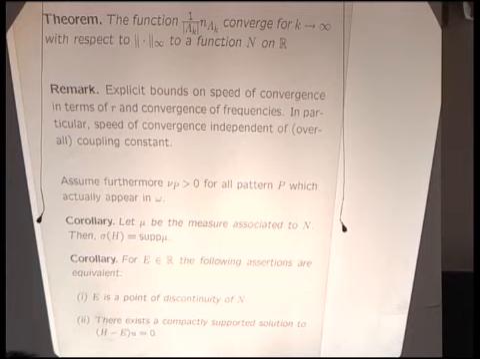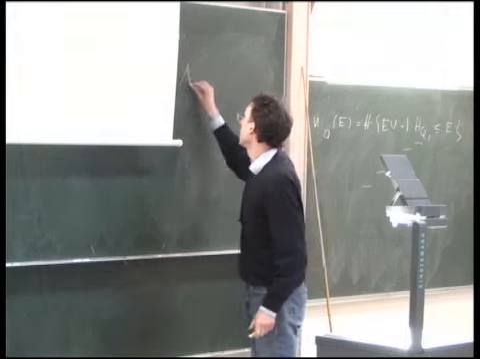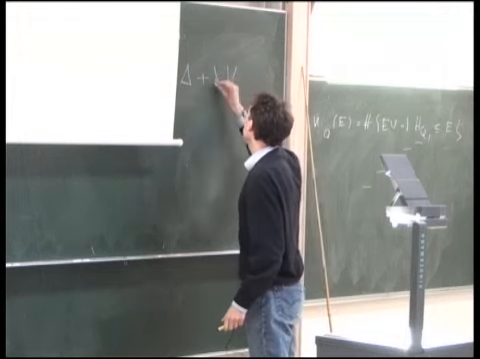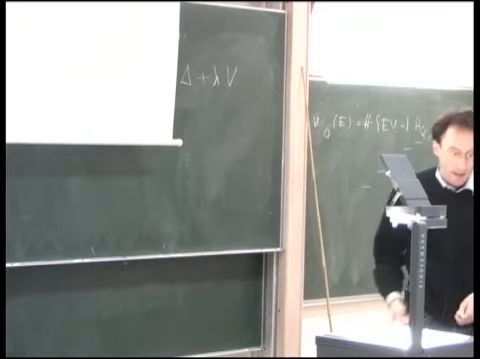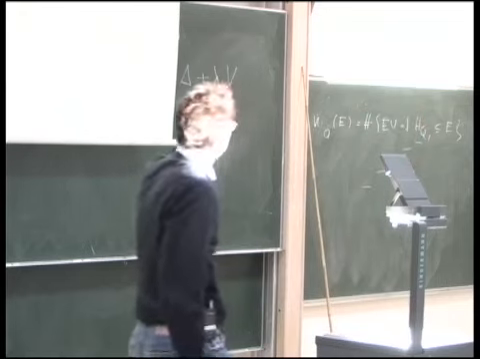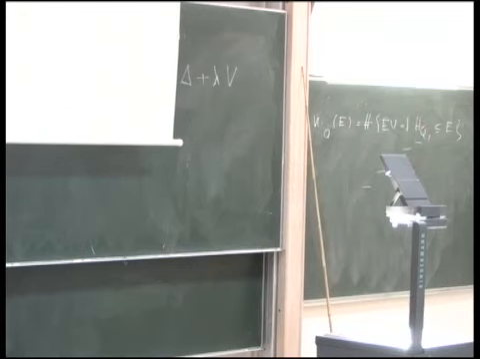And that has a very interesting consequence, namely, if I look at the Laplace operator plus a potential, now the potential only takes finitely many values, then actually the speed of convergence will not depend on lambda. So we get uniform convergence, uniform in lambda actually.